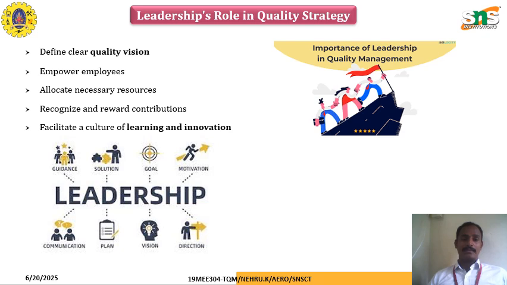Another thing is that leadership plays a vital role in quality strategy. It defines clear quality visions. It also empowers the employees, so that the leader can allot the necessary work to the employees. The leader should recognize and reward the contributions of employees who have done quality improvement and other things. The leader should facilitate a culture of learning and innovation in the organization so that employees can learn things for the future.